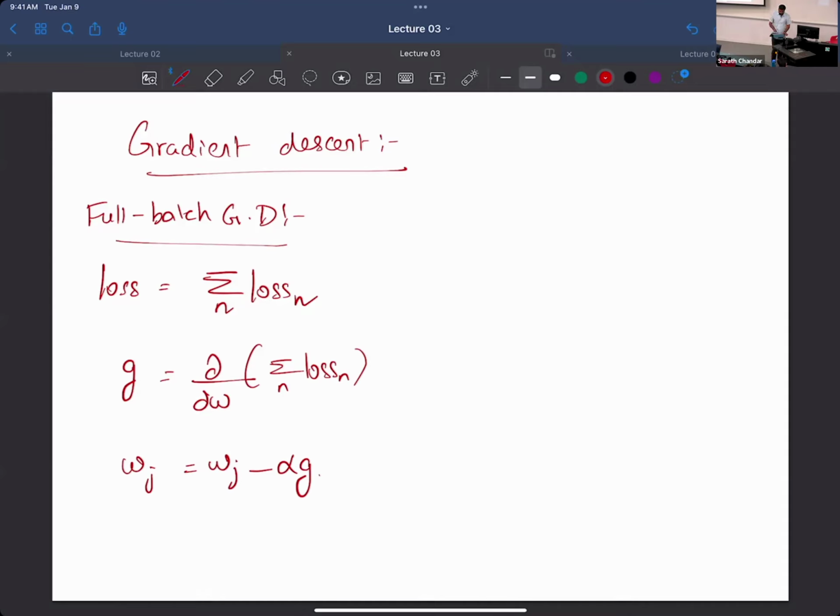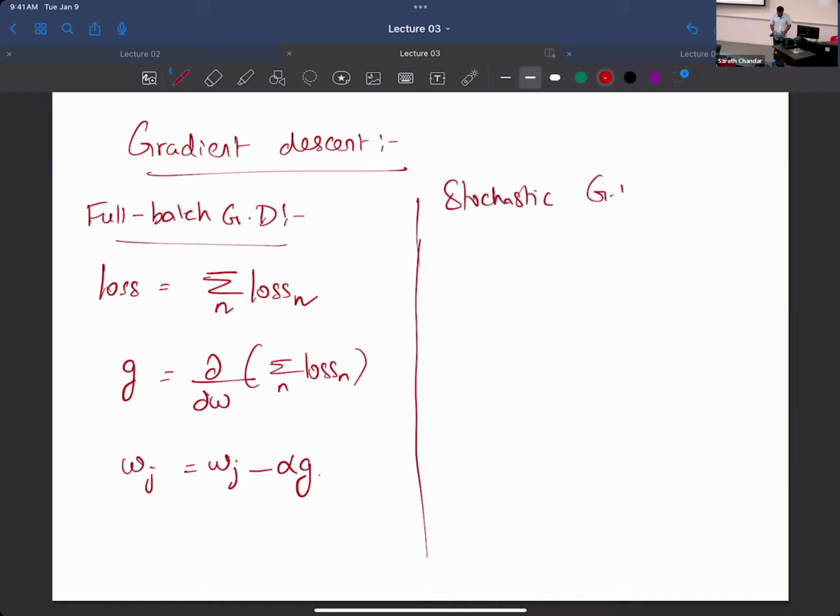Okay. So now sometimes people do an extreme version of this algorithm, where instead of going through all the examples and doing the summation for the gradient, you just compute the loss for one example, compute the gradient with respect to that example, apply this gradient and move on. Okay, so that is called stochastic gradient descent.